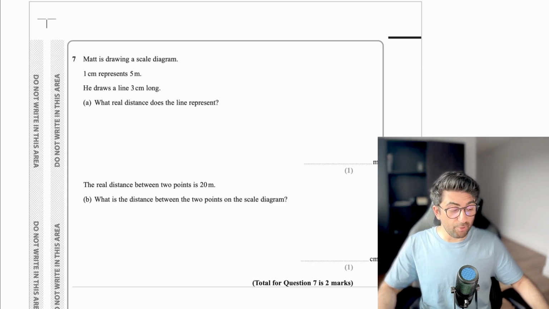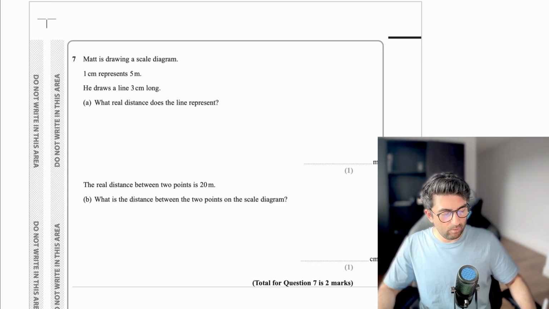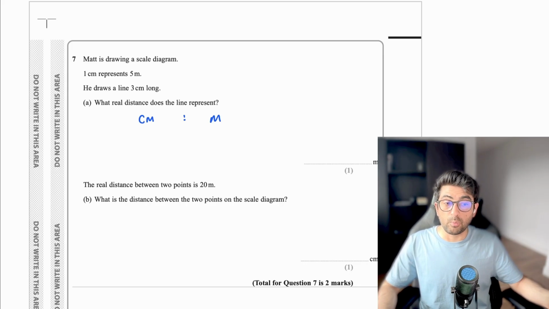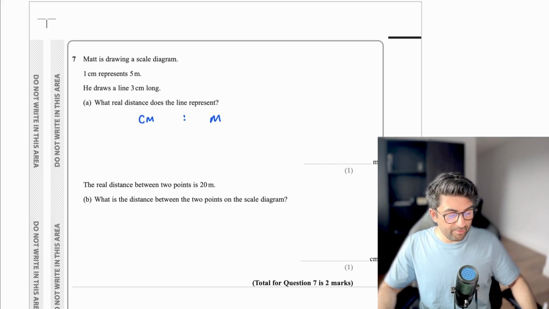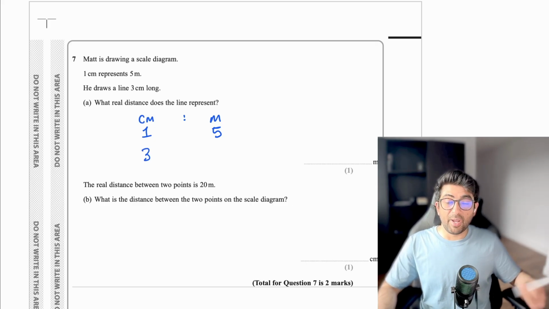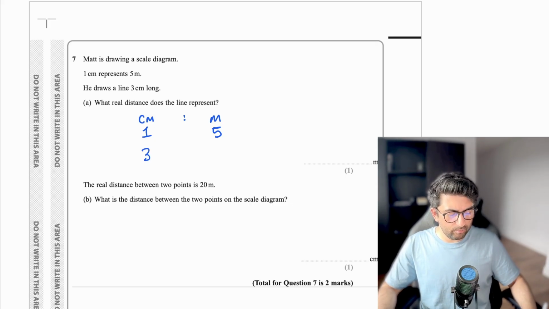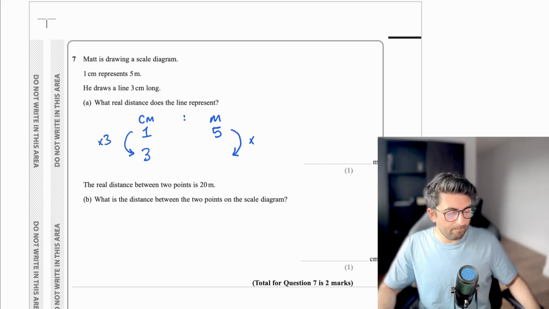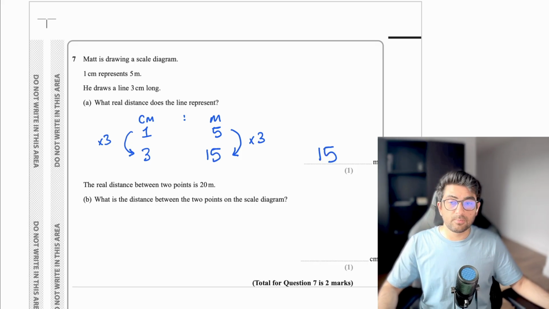So this is just ratios. Centimetres on the drawing to metres in the real world. 1 cm represents 5 metres. He's drawn 3 cm. So how do we get from 1 to 3? What are we multiplying by? We're timesing by 3. So we do the same on the other side. So that represents 15 metres.